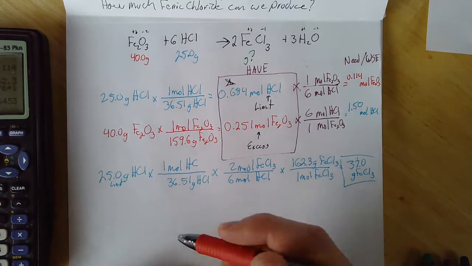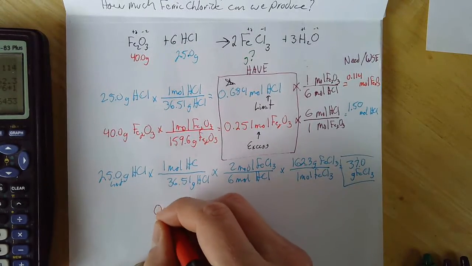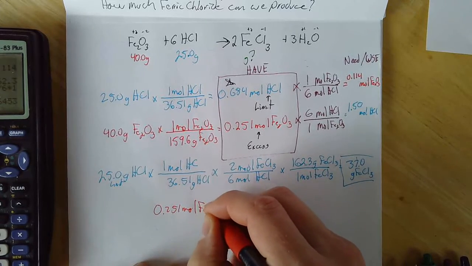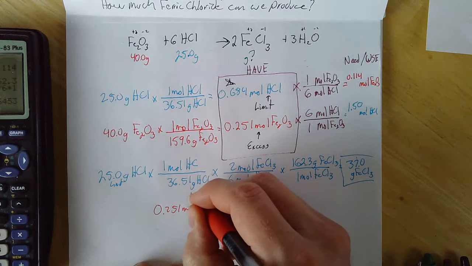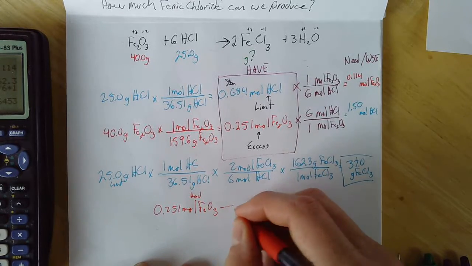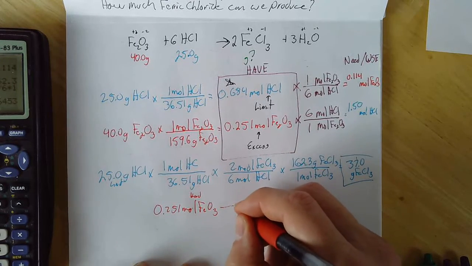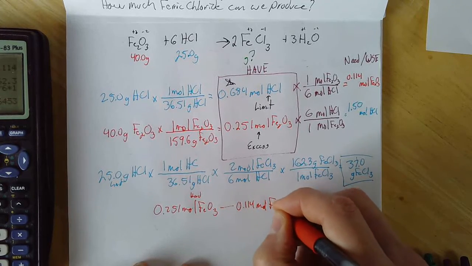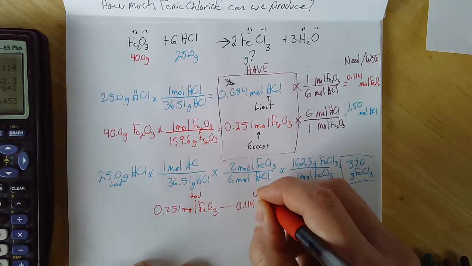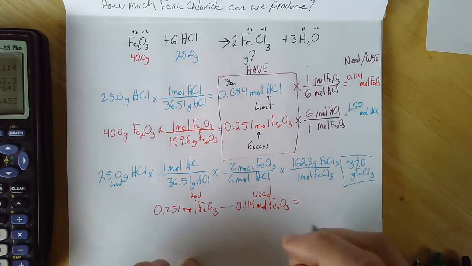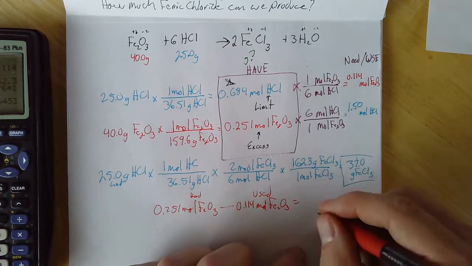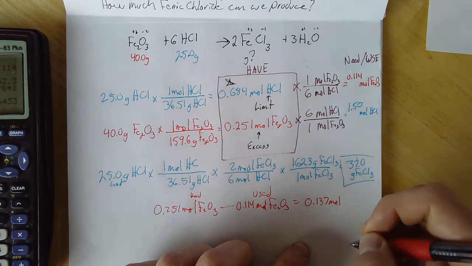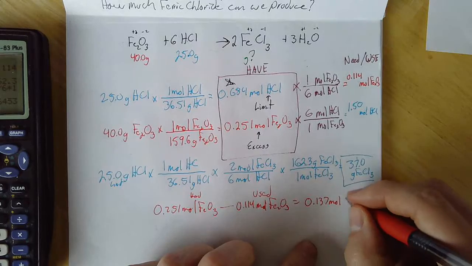So if we take how many moles, 0.251 moles of Fe2O3 we had, right? And we subtract how many moles we used, so it's 0.114 moles of Fe2O3 we used, right? We come up with 0.137 moles of Fe2O3.